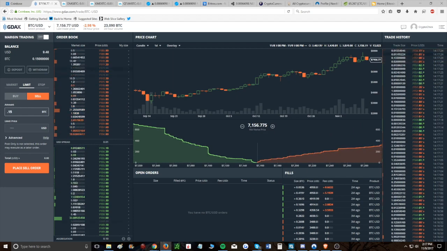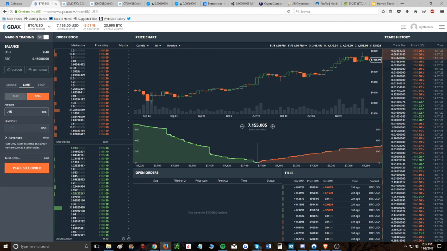Looking over here at the trade history, the red that we see right now, it's indicating that the price is going down.